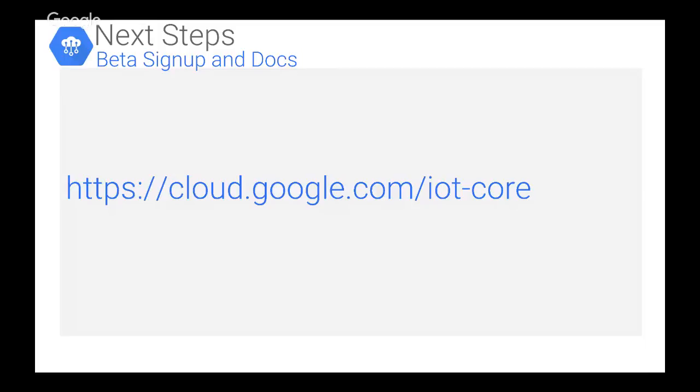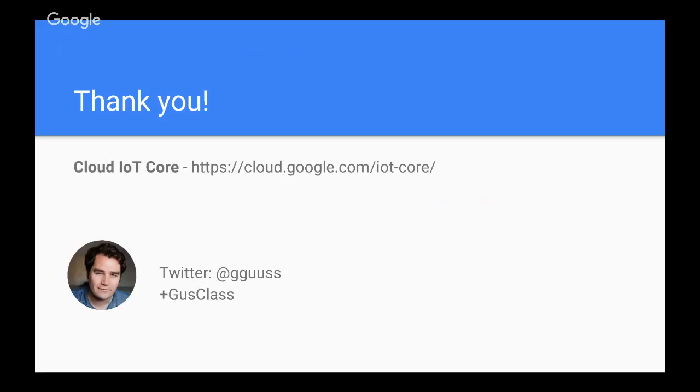Thanks, Gus. We do have a few remaining questions before we let you off the hook. Someone is asking about allowing for devices that have an intermittent internet connection to do some type of processing local to the device. It's not clear what they would like to do locally, but is there some type of SDK to run on the device with Cloud IoT Core?